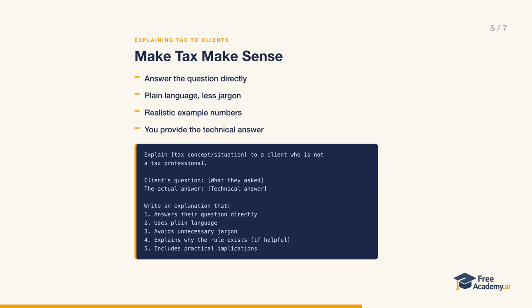You can lean on the same idea to simplify a tough concept, like the qualified business income deduction, into one clear paragraph, a simple example with realistic numbers, and a few key takeaways. The point is that you supply the correct technical answer and let AI make it accessible, rather than asking AI to figure out the tax for you.